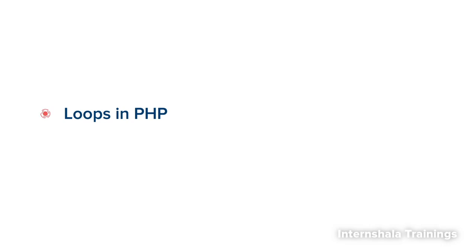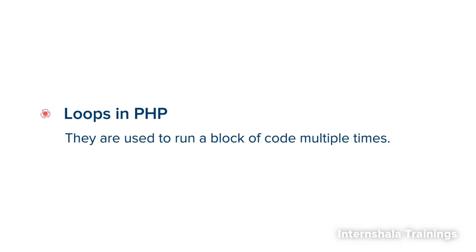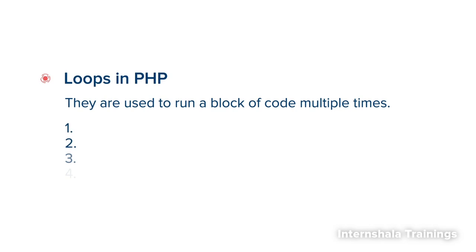In PHP, we have a similar concept of loops where we can run a block of code multiple times under certain conditions. The benefit of using loops is that we don't need to write the same code multiple times, just like we saw in the previous example. We will be looking at 4 types of loops in this video. These are while loop, do while loop, for loop, and foreach loop.